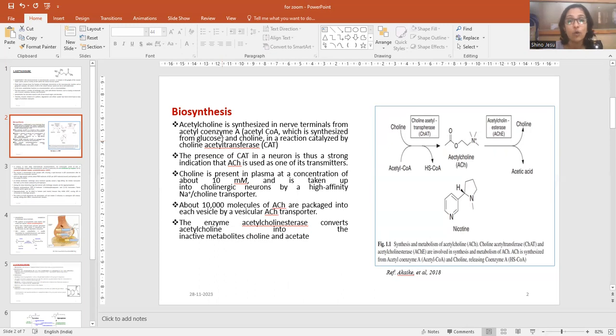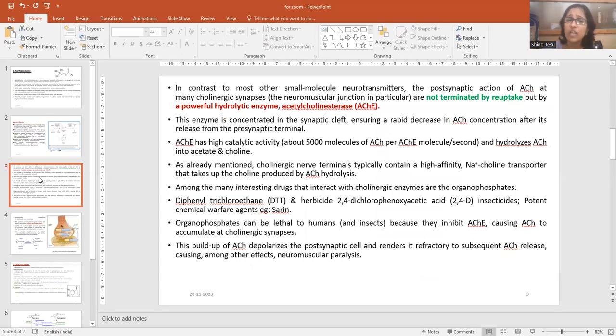The enzyme acetylcholinesterase converts acetylcholine into the inactive metabolites choline and acetate. That's what is explained here in this figure as well. In contrast to most other small molecule neurotransmitters, the postsynaptic action of acetylcholine at many cholinergic synapses is not terminated by reuptake but by a powerful hydrolytic enzyme, acetylcholinesterase, which is concentrated in the synaptic cleft, ensuring a rapid decrease in acetylcholine concentration after its release from the presynaptic terminal.